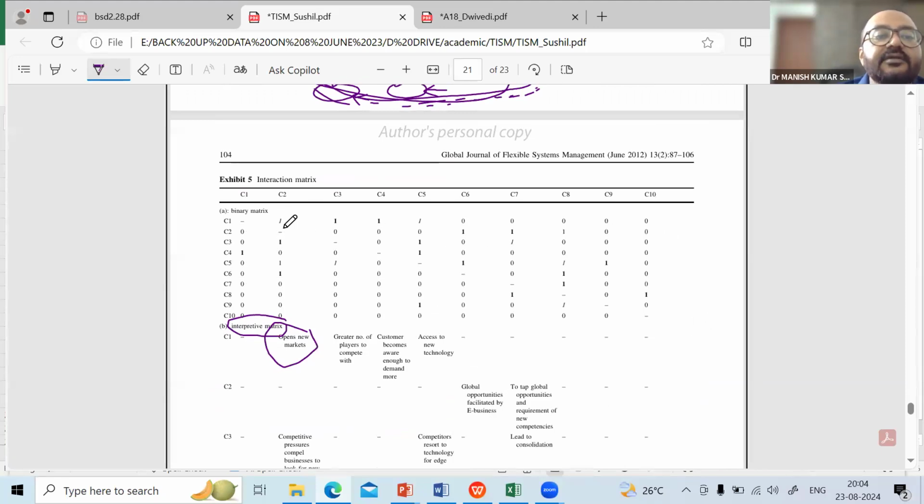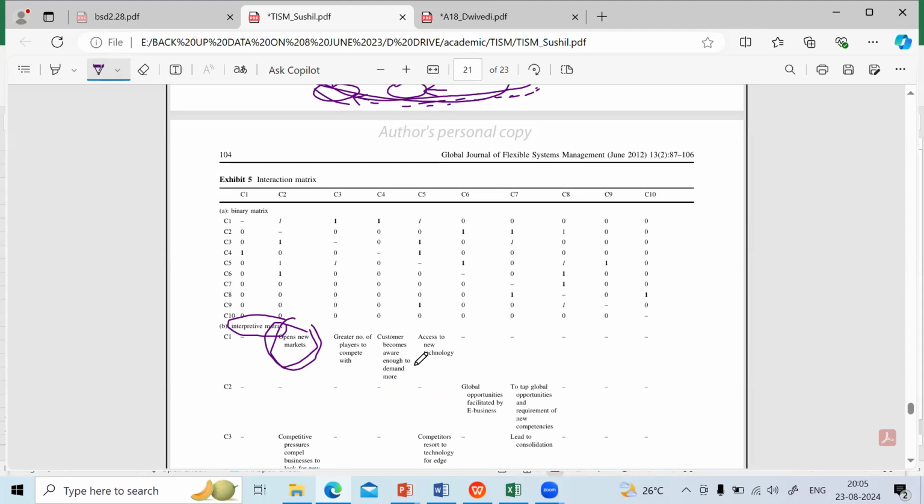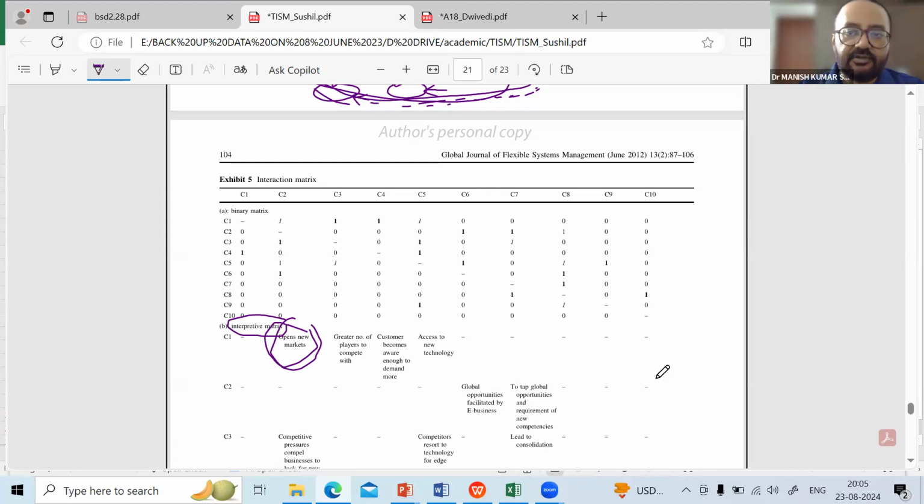For example, here there is a transitive relationship, C1 to C2. So what is the reason for that? Is this interpretation backed by the literature or by the experts? That is a good question. I think somebody else also asked this question. I told you, many times, because it is based on interviews with the expert people, you get the backing from there.